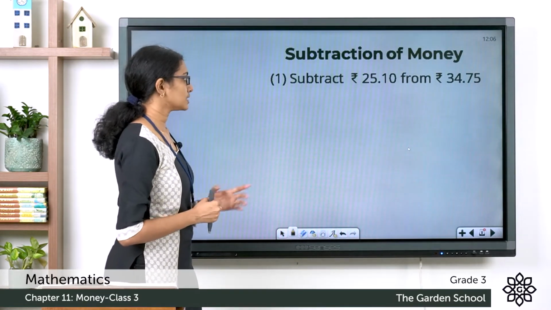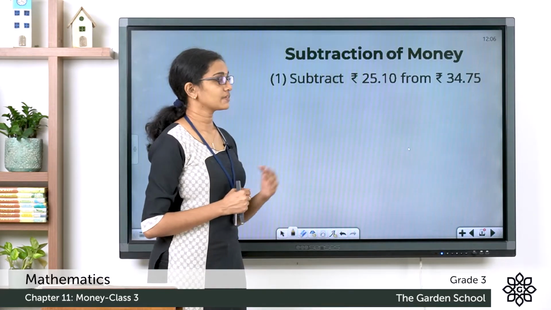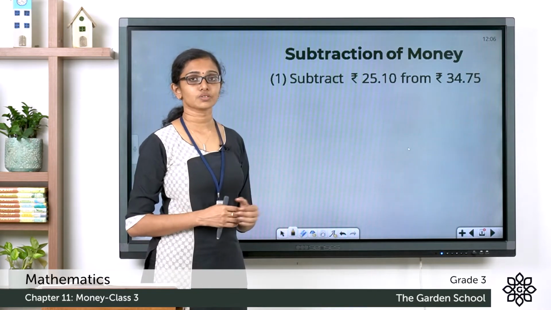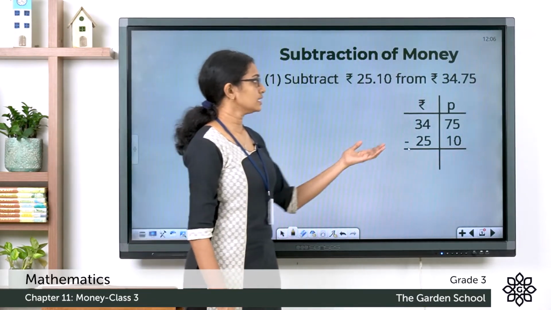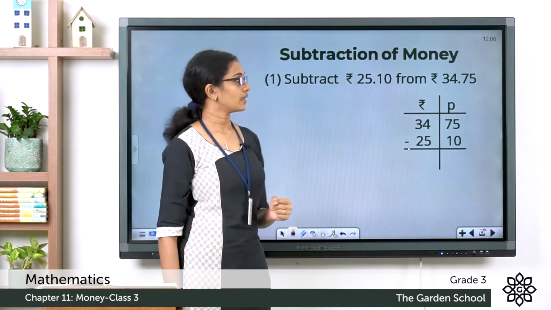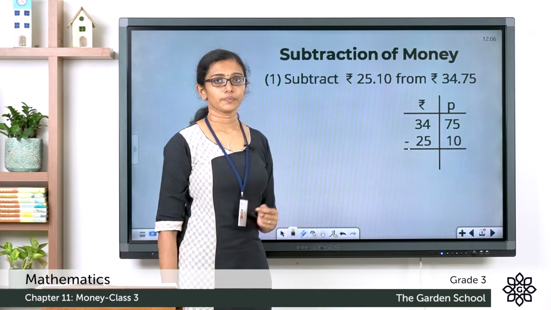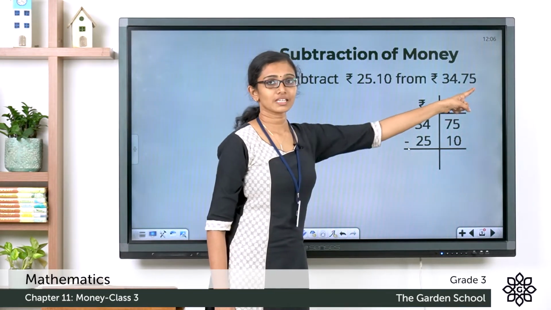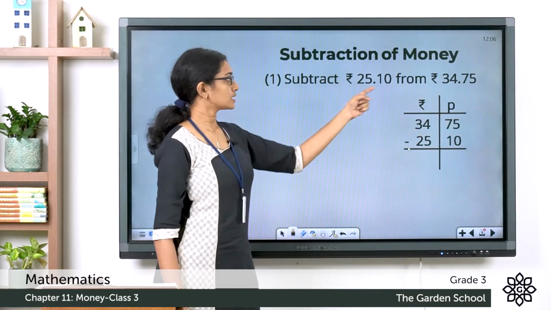Here we have a question. Subtract 25 rupees 10 paise from 34 rupees 75 paise. Similar to addition, the first step is to write the given amounts in proper columns. Here we have written 34 in the rupee column, 75 in the paise column, and 25 in the rupee column, 10 in the paise column. We are asked to subtract this amount from this amount, so this has to be written first. We have written that first, and below that we have written this amount.